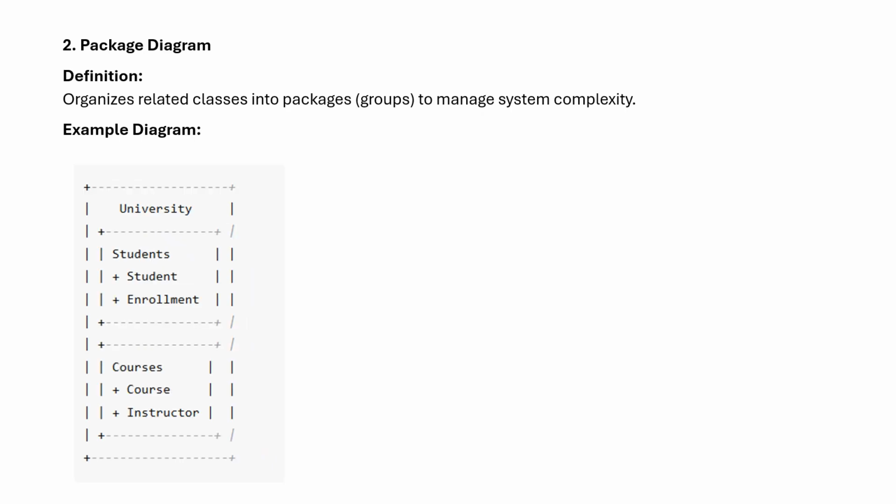Moving on. The second diagram is called the package diagram. A package diagram is about putting things together: the related classes are packaged together. For example, for the university package, we are including two classes, one of them is the student and one of them is the courses. Both of these classes are packaged together and form a package.